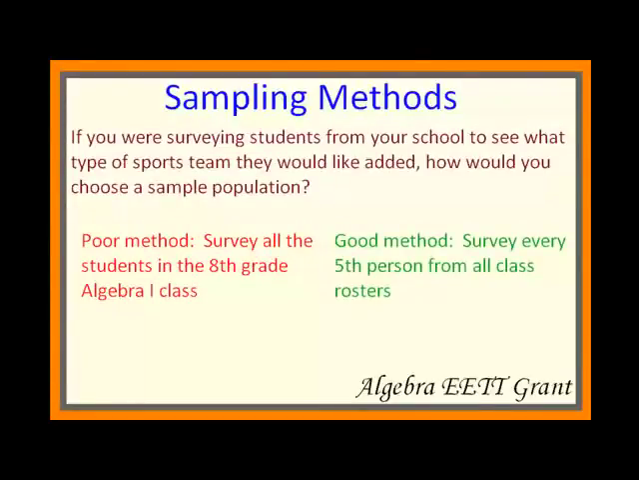A good method would be to survey every fifth person from all class rosters. That way, folks that like math can be chosen, and the people in the class that don't like math, well, they also have an equal chance of being chosen. So this is a better representation of that entire class.